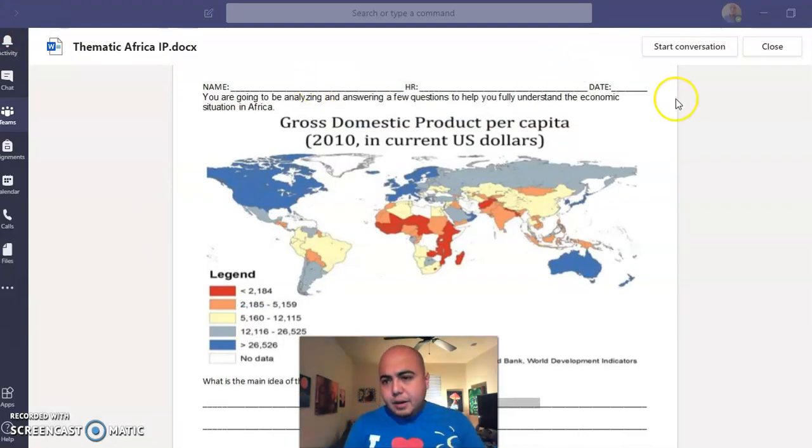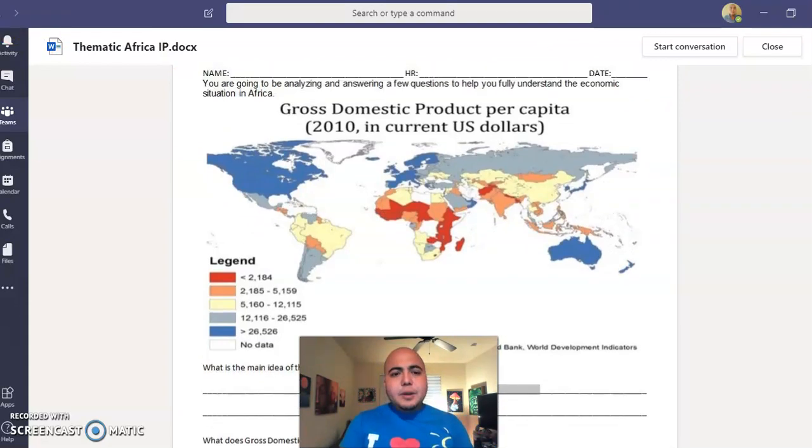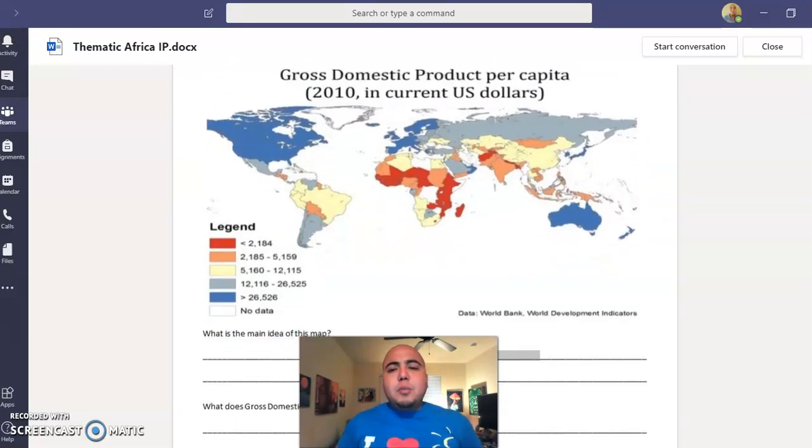All right. First part. Gross domestic product per capita. Take a few seconds. GDP. A country that is developing has a high or low GDP? The answer should be what? Low GDP. Okay. So this is one of the factors.